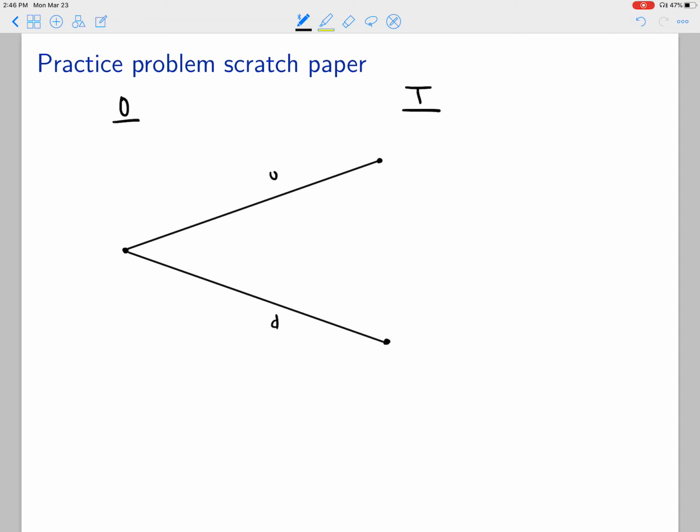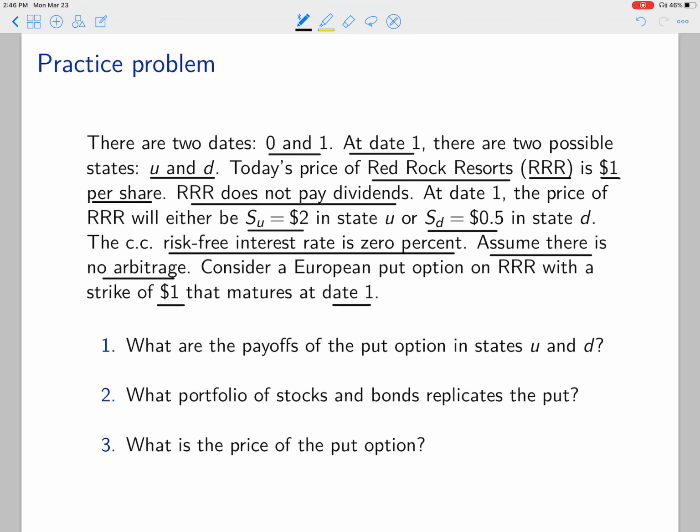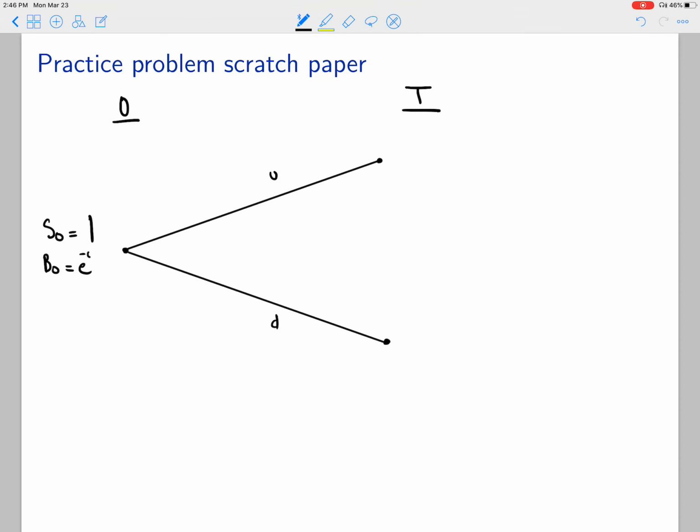Okay. There are 3 assets in this question. There's a stock, a bond, and a put option. The stock is denoted by S0, its price today. This is equal to 1. The bond is denoted by B0. It has a price of e to the negative RT. In this question, the risk-free interest rate is 0%. Okay, we have 1 year, so the bond price is just 1. And the price of the put is our third asset. Its price is unknown. It's what we want to solve for, calculate.